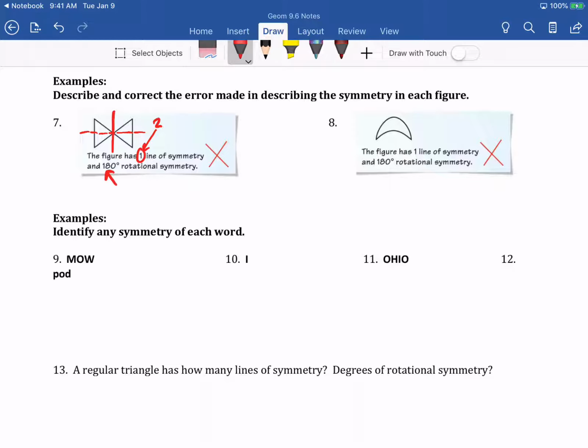And I know that because if I would take 360 degrees and divide it by 2, I would get this 180-degree rotational symmetry that they're seeing. So, yeah, they had the wrong number of lines. All right, let's see what mistake they made in number 8. This figure has 1 line of symmetry. So I can see right here that if I cut this right down the middle, there would be my 1 line of symmetry. But if it's got 1 line of symmetry, we'd have to take 360 and divide it by 1. So it should actually have 360 degrees rotational symmetry, not 180 degrees. So that's their mistake here.